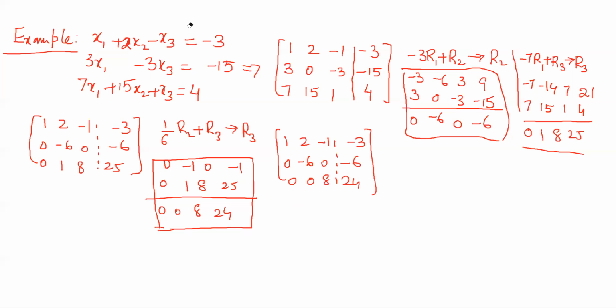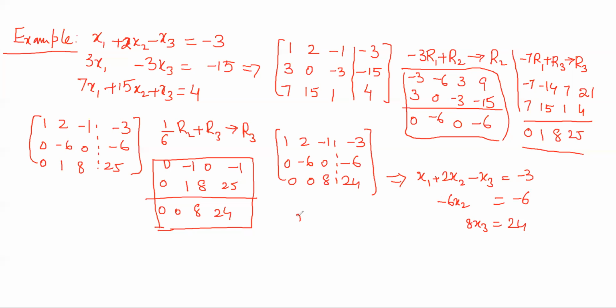So in the equation format, we can write it like this now. x1 plus 2x2 minus x3 is equal to -3, which is the same as the original equation. The second equation is now -6x2 is equal to -6. And the third equation is 8x3 is equal to 24.